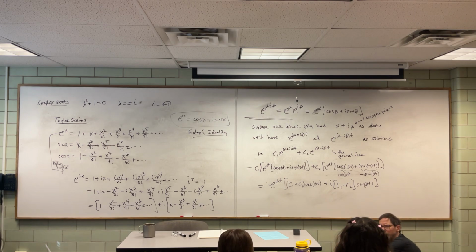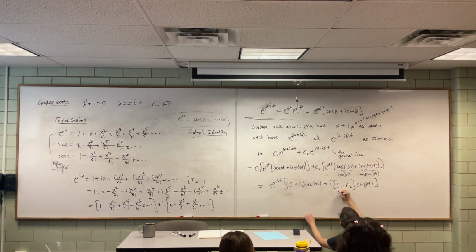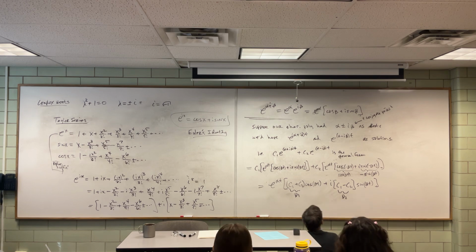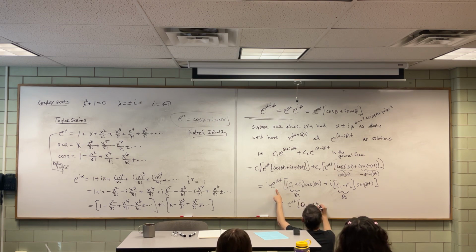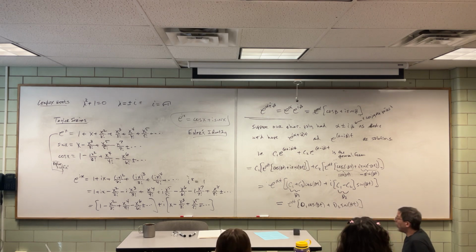Almost done. These are just constants. I'm going to call this d2, and I'm going to call this d1. Because this is a plus here and a minus here, I can always make d1 and d2 whatever I want by picking c1 and c2 to be whatever I want. So look at what I've got here as my final solution. I've got e to the alpha t times d1 cosine of beta t plus d2 sine of beta t. I'm hiding all the imaginary stuff. It's totally cool. It all works.